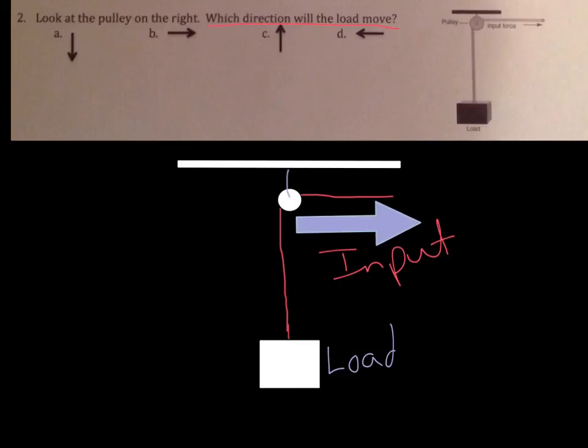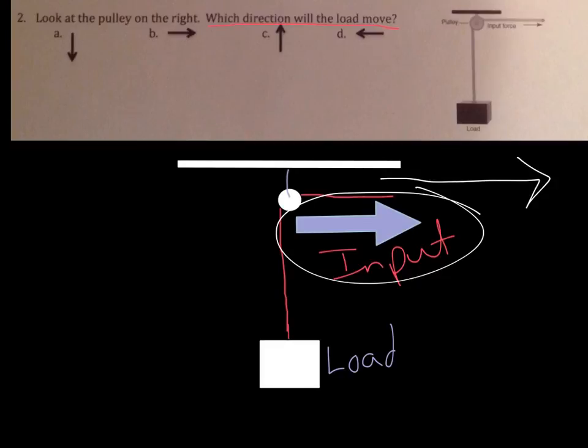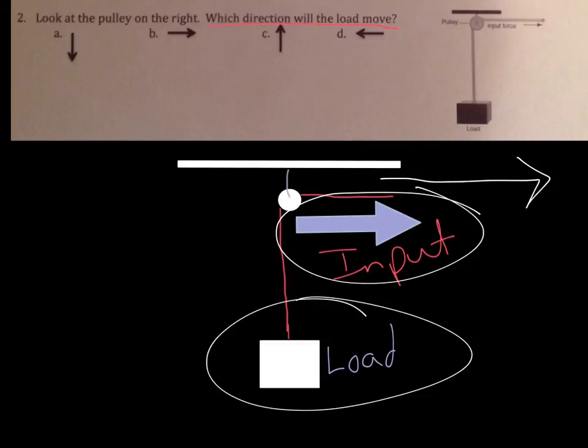Let's look at this input force here. If we pull the rope in that direction to the right, which direction will the entire load move? Will it go down, like letter A? Would the load itself move to the right, like the input when you first pull the rope? Would the load go straight up, because that's the direction the rope is going as it goes through the pulley? Or would it move to the left? Great job. This is very simple. Once you pull the rope to the right up here at the top, the load itself will go straight up.